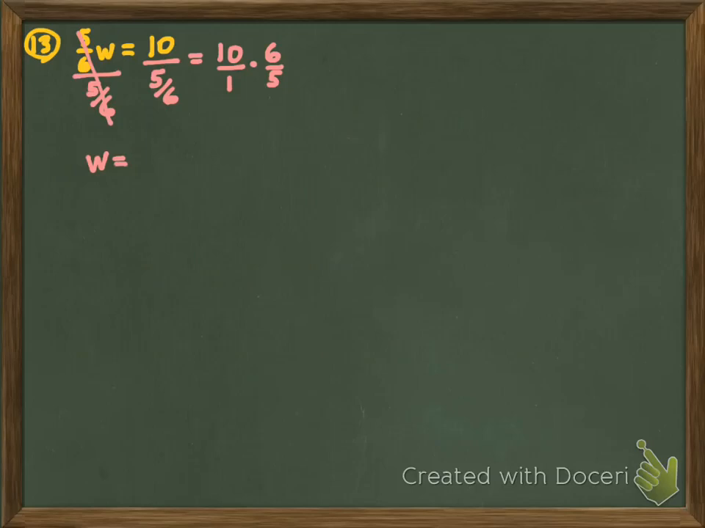Your calculator should be on your desk ready to go. 10 divided by, and then in that parenthesis, I want you to put 5 divided by 6, close parentheses, math, enter. 10 divided by, left parenthesis, 5 divided by 6, close parentheses, and you get 12. Okay, so that's going to be our answer. Let's just go ahead and write that down.